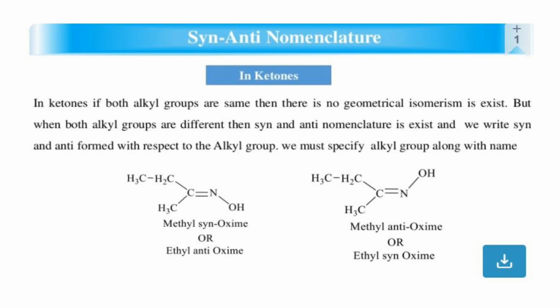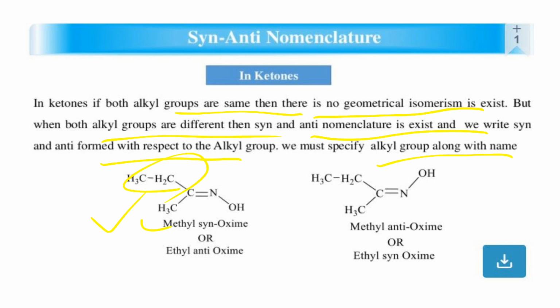In the case of ketone, if both alkyl groups are the same, then geometrical isomerism is not possible. But if both alkyl groups are different, then syn anti nomenclature exists. We write syn or anti with respect to the alkyl group, and we must specify the alkyl group along with the name. In this case, the methyl and ethyl groups are there: methyl syn oxime or ethyl anti oxime.